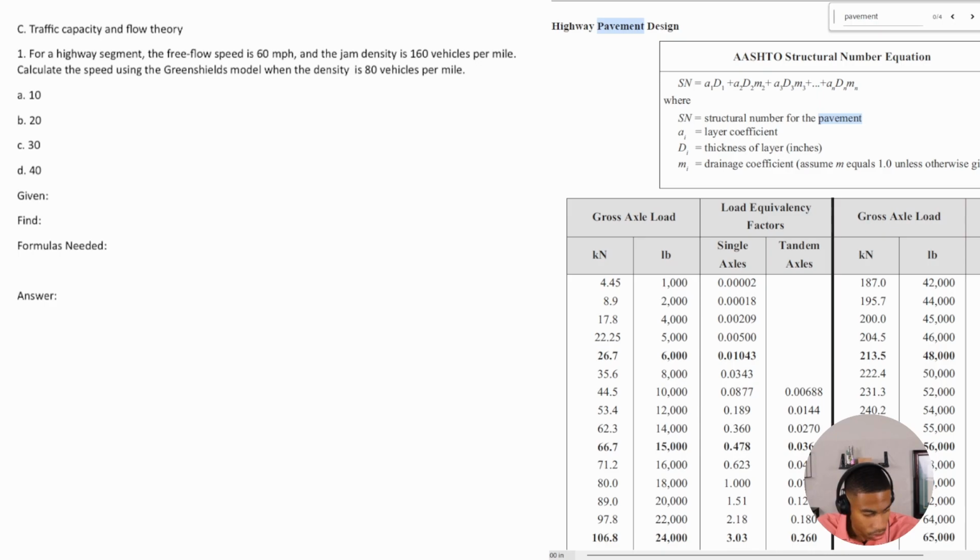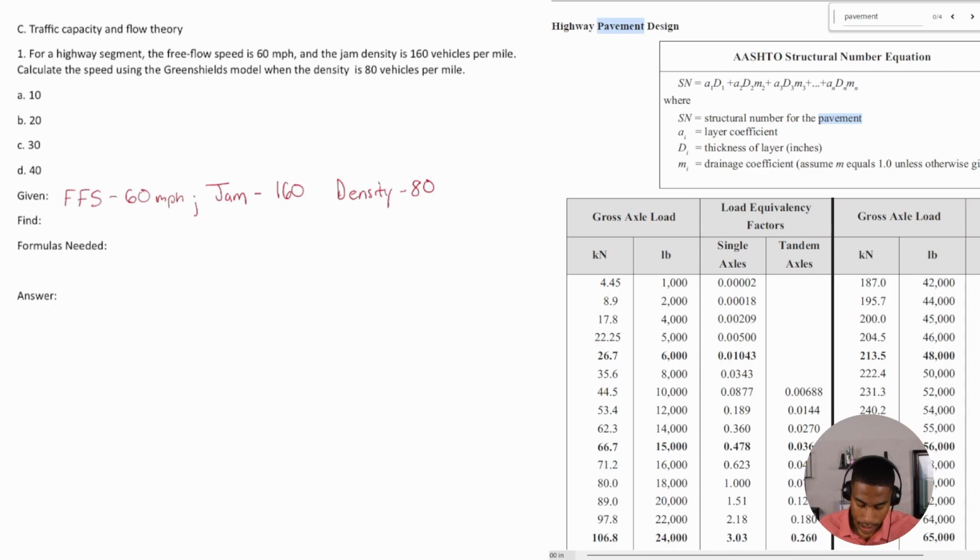All right, so we want to start by looking at what we're given. What is the information that we're given? Well, we know the free flow speed is 60 miles per hour. We know that we have a jam density, and that is 160 vehicles per mile. And we know that the regular density is 80 vehicles per mile. All right, so that's all the information that we're given.